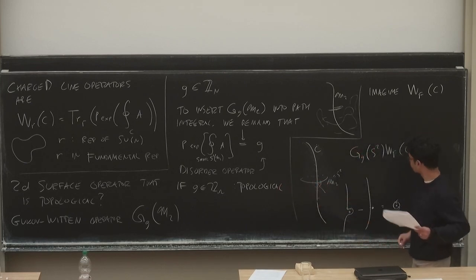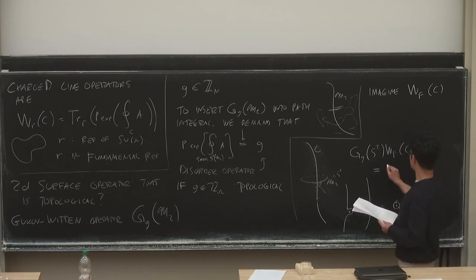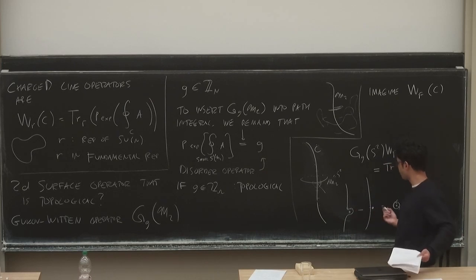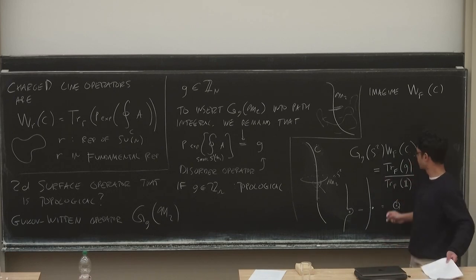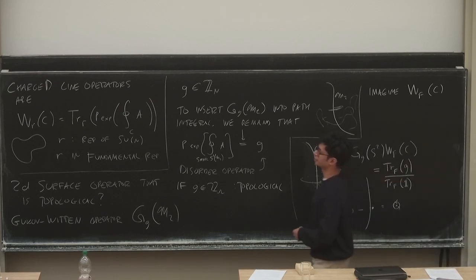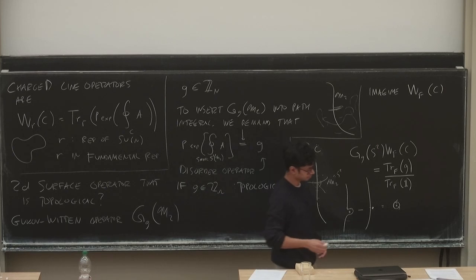Okay, that was a lot of words. Let me now write down a formula. The formula for what I just said is the following: if you drag this thing through here, you pick up an overall phase, and that phase is going to be the trace in the fundamental of this group element. It's in the fundamental because that's the fundamental Wilson line. Then you should divide this by the trace in the fundamental of the trivial group element. This is because the trace in the fundamental will pick up a factor of the dimension of the representation, which is not what we're going for. We're trying to just get the overall phase. So we should divide by that.